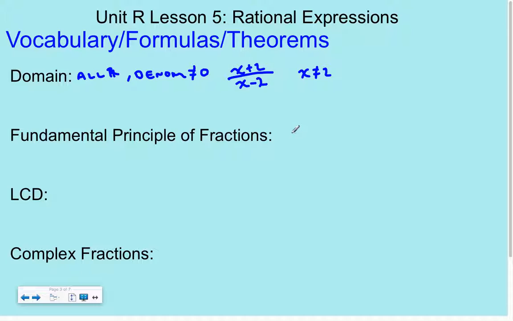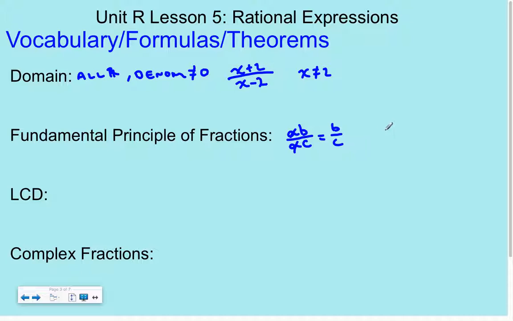The second thing, the fundamental principle of fractions. Sounds really intimidating, but all it is is this. If you have something like a times b divided by a times c, essentially this is just saying that if you have the same thing in the numerator and denominator, it cancels out, and you're left with b divided by c.